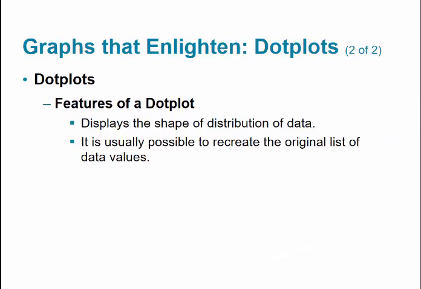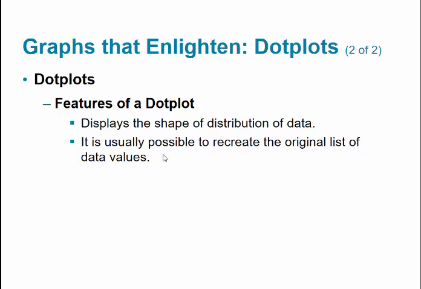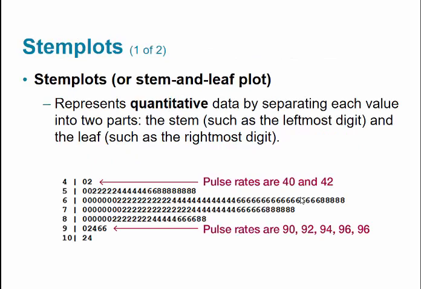So some of the features of a dot plot: it displays the shape of the distribution. Here you can clearly see the shape of the distribution. If you were to draw a line from left to right, you can see that it almost looks like a bell curve, not quite, but almost there. And then it's usually possible to recreate the original list of data values with a dot plot.